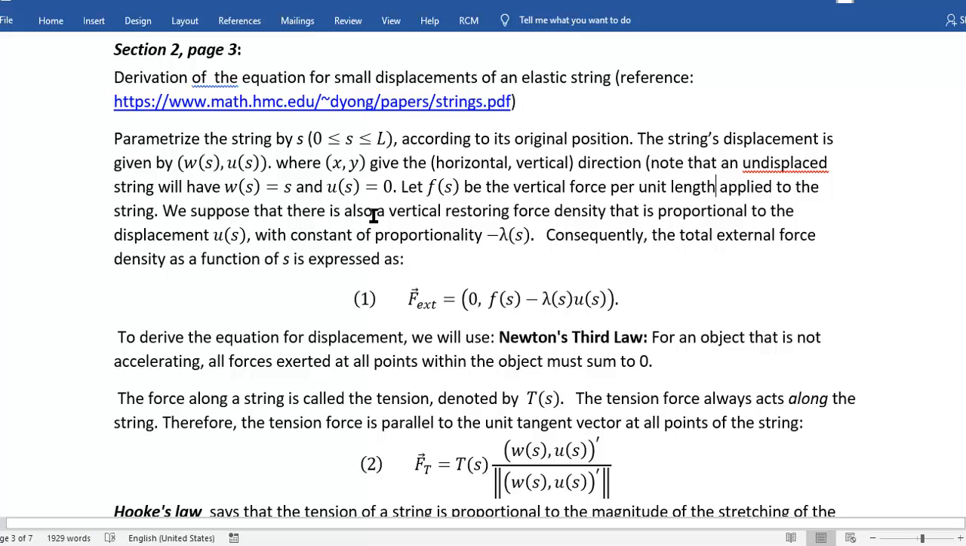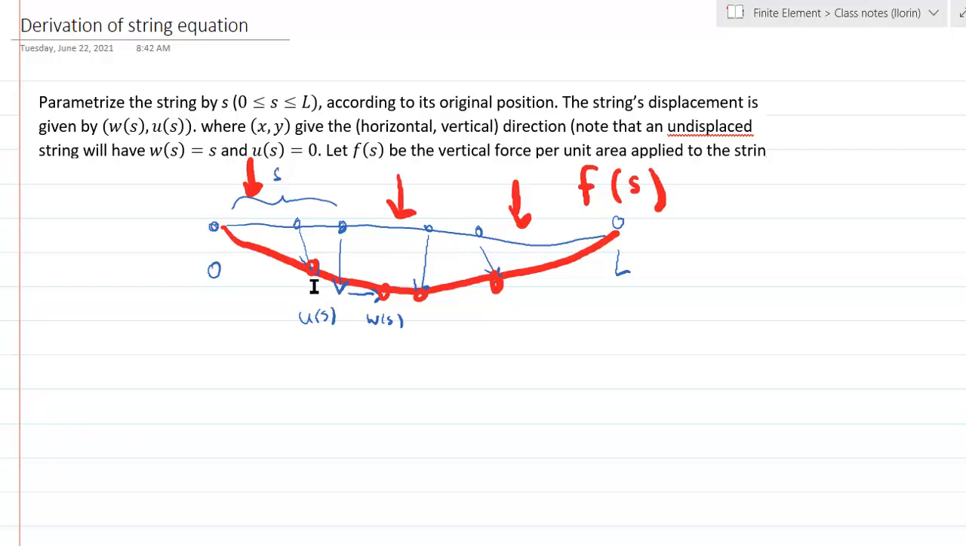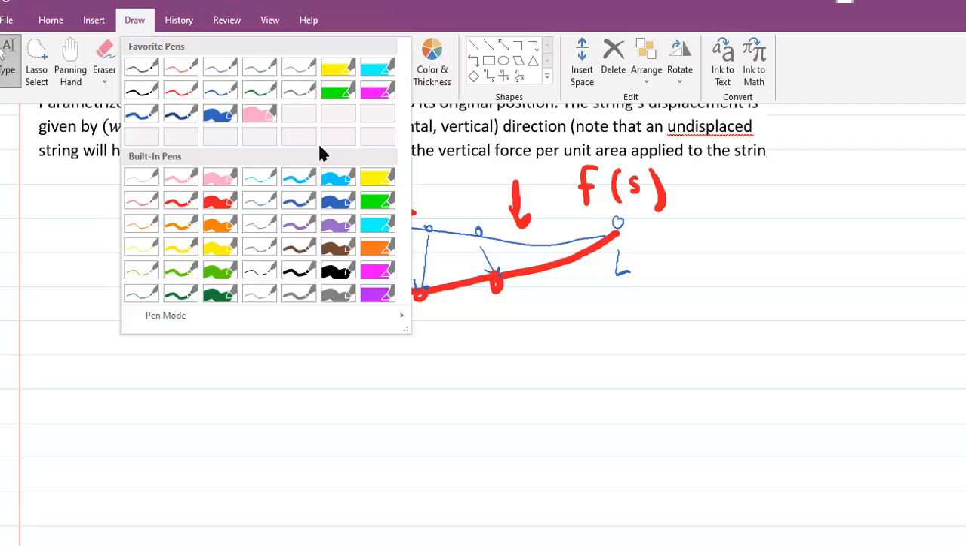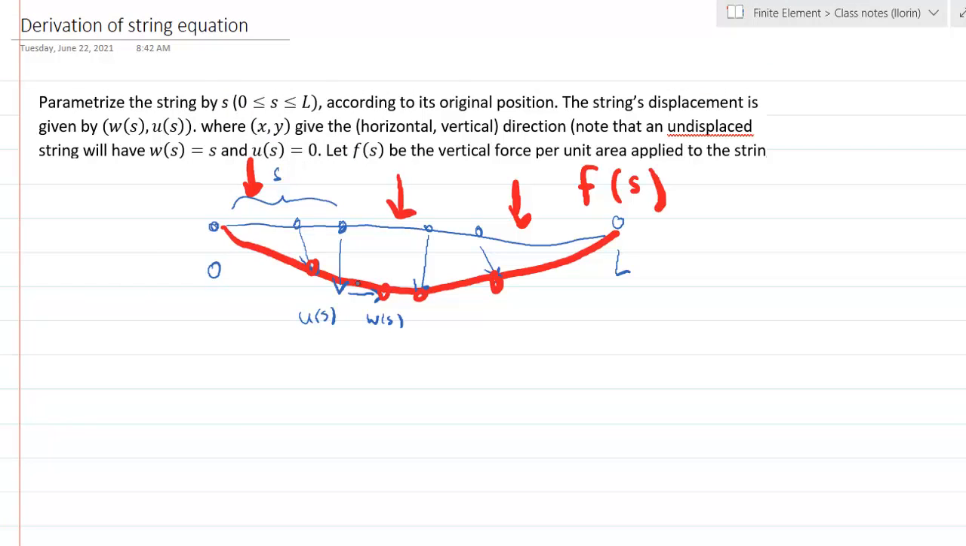We suppose that there's also a vertical restoring force density that is proportional to the displacement u with constant of proportionality minus lambda of s. Because the string is elastic, it resists being moved. So there is a responding force at each one of these points that wants to move the string back towards the horizontal position. So the restoring force here would be lambda of s times u of s, where again, s is going to be my independent variable.